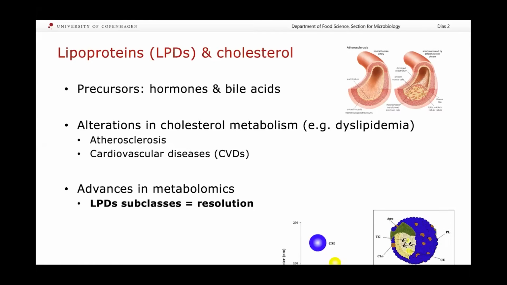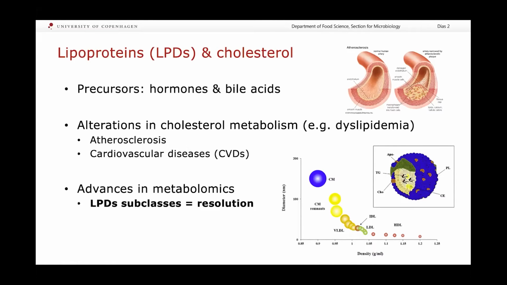And in recent years, perhaps in the last 3 to 5 years, there have been some advances in metabolomics that have allowed us to improve the resolution of mapping lipoproteins in different subclasses, because when we're talking about HDL and LDL, it's not only one whole particle that we should look at, but actually different subclasses like the ones you can see down in this figure over here.